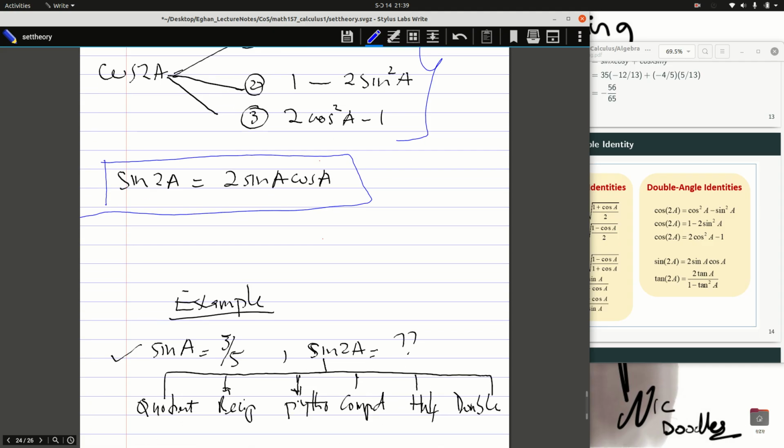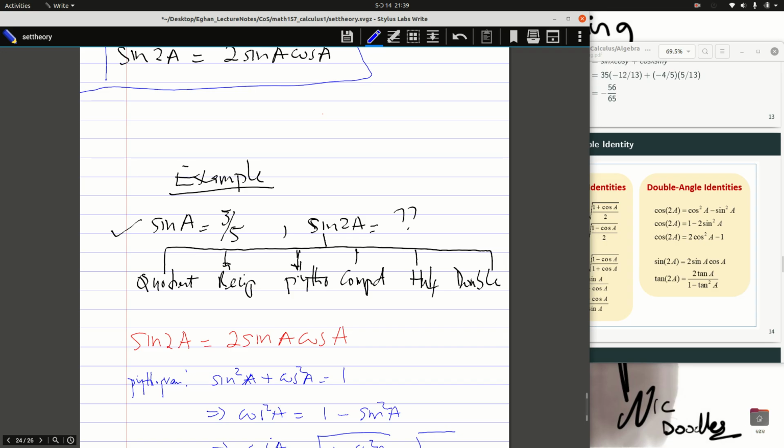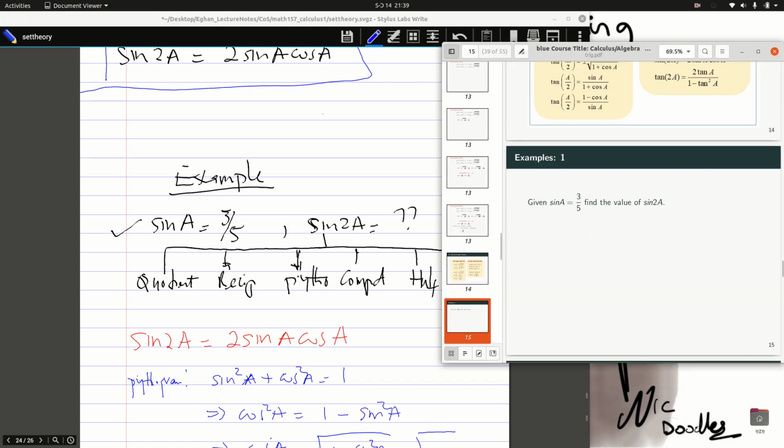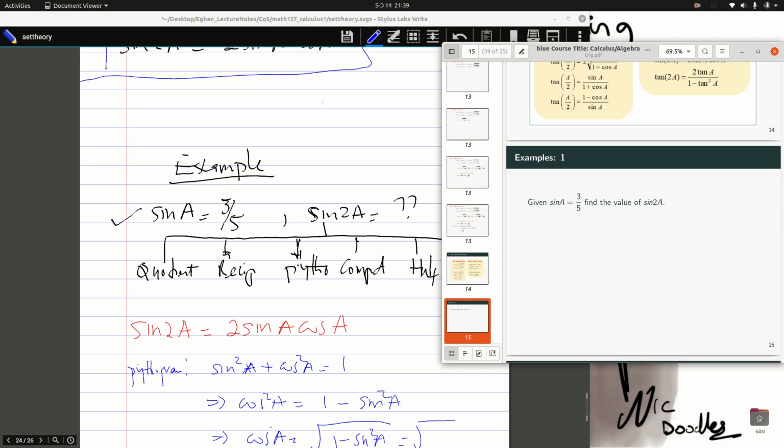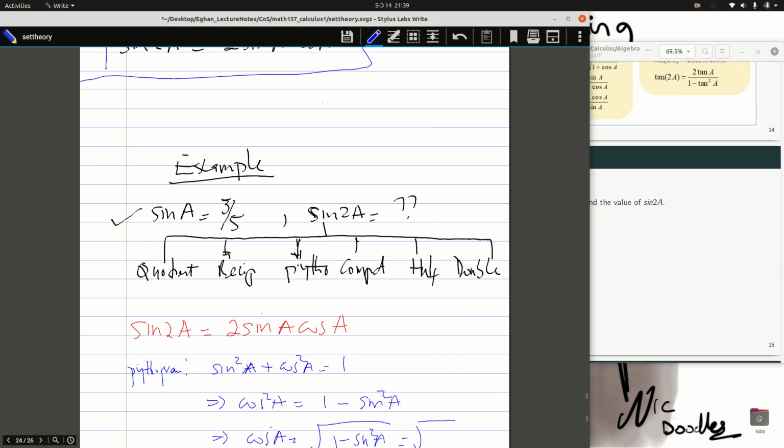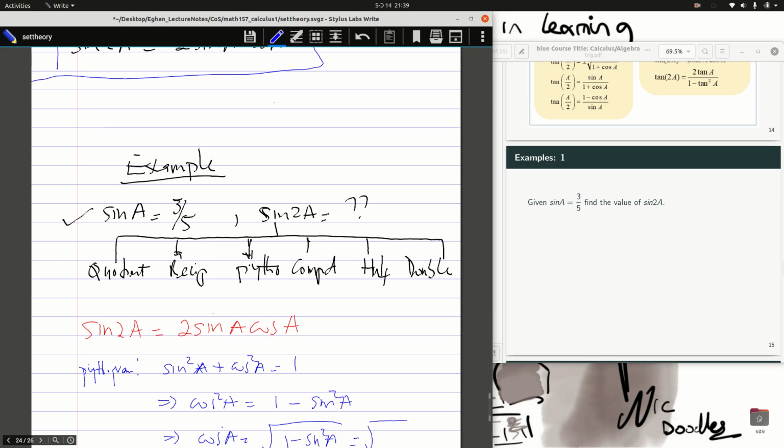So let's quickly take examples of how to use these identities, since that is our interest here. In example 1, some information is given. Sine A is 3 on 5, and I'm asked to find the value of sine 2A. Again, I ask myself, am I going to use quotient, reciprocal, Pythagorean, compound, half, double? Where does 2A fall? Again, I told you quotient is something over something. Reciprocal is 1 over the thing.